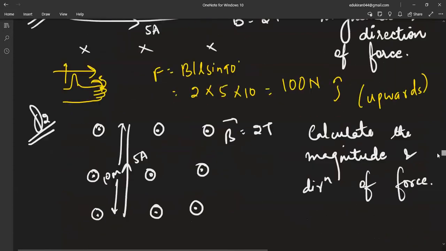See, this is a question. You have to calculate the magnetic force magnitude and direction. Magnitude: 10 meters, 5 amperes, 2 Tesla. So magnetic force, this is still the same thing, and length is also perpendicular. This symbol is for outwards. Length of the conductor is placed. It means 2 into 5 into 10. This is 100 Newton. This is fine till here.